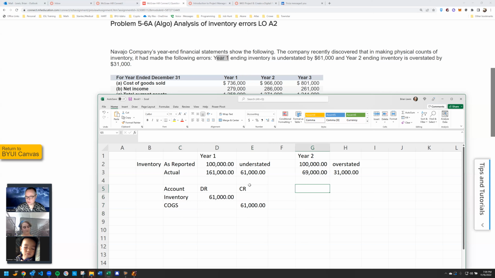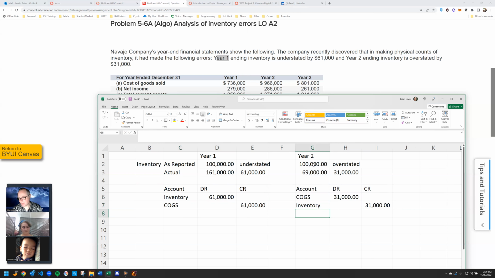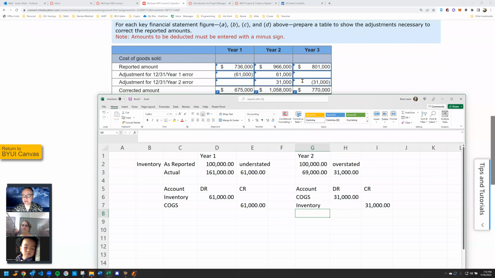And in year two, if we did the same thing, this would be a debit of 31,000 here, and inventory would be 31,000 here, because we need to bring the balance in inventory down by 31,000, and that would then charge it to COGS, right? So theoretically, your COGS would show a reduction in year one if you're making the adjustment, and in year two it'd make an increase. Is that what we see here?